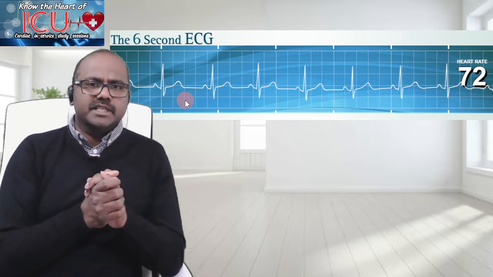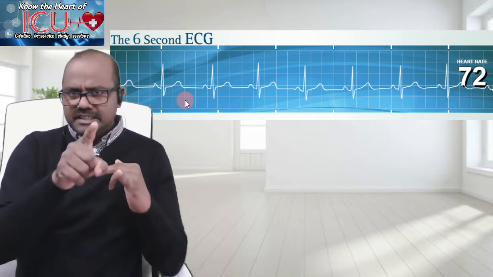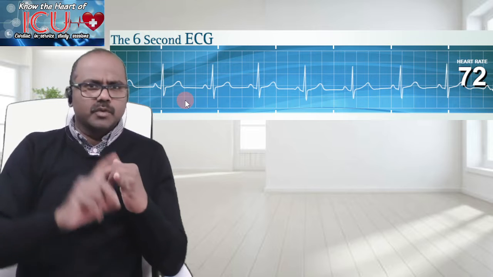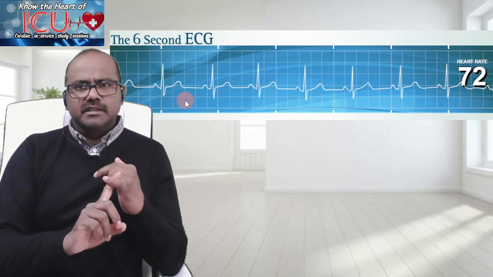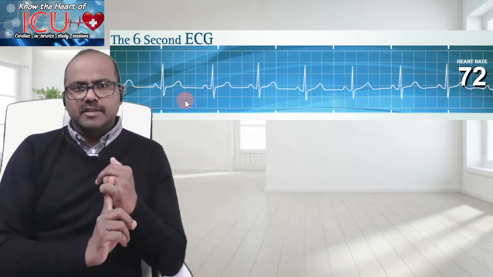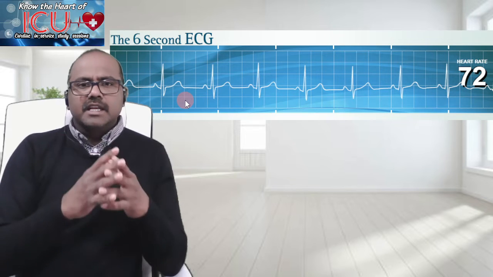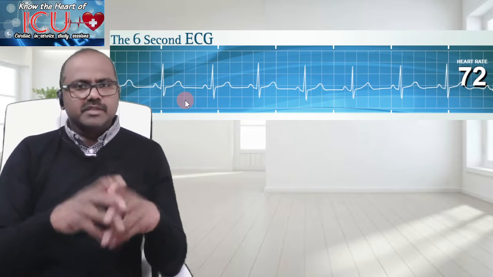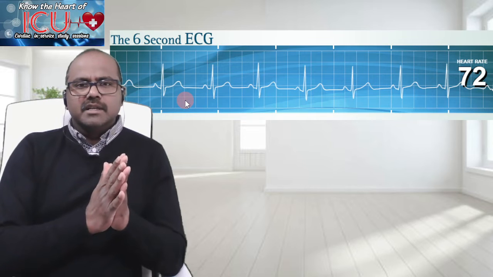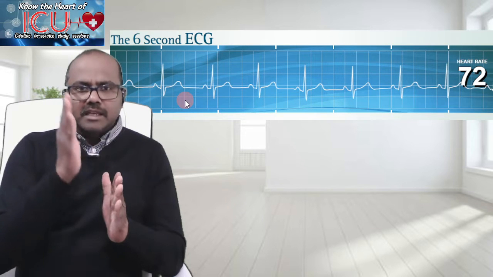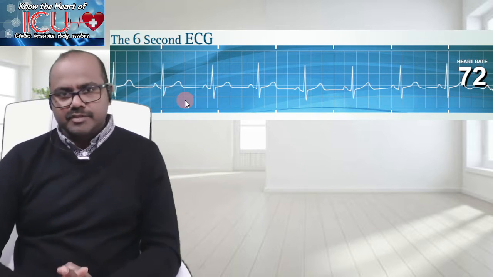Then what else do you have to check? You have to check, is it regular? Yes, you can see that it's regular. And you check the rate. Is the rate normal? Yes, the rate is normal. So this is a normal sinus rhythm, because the impulse is from the SA node and the rate is normal and the rhythm is normal. So it's a normal sinus rhythm.